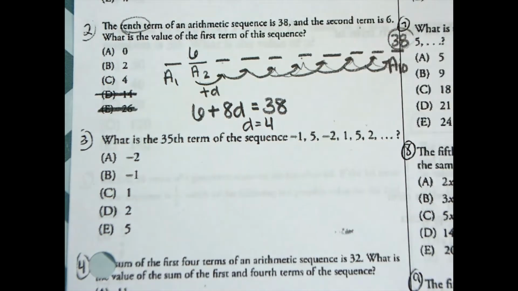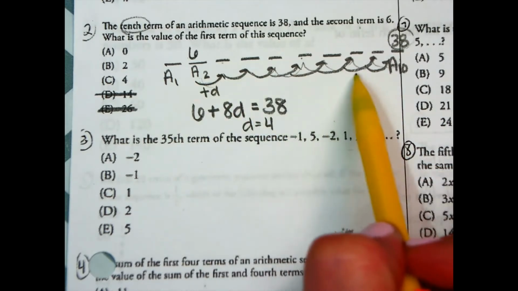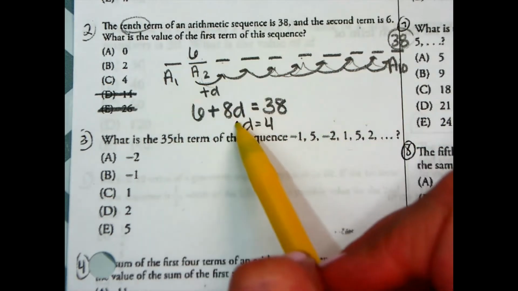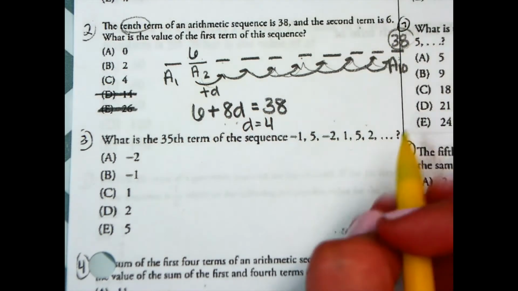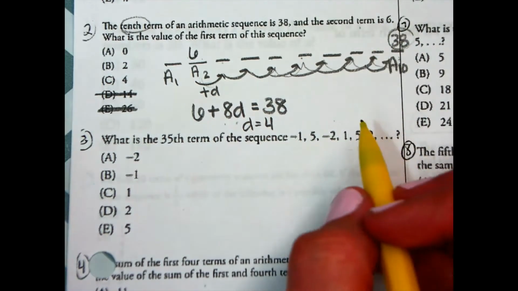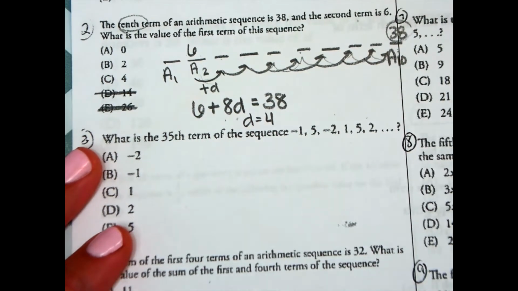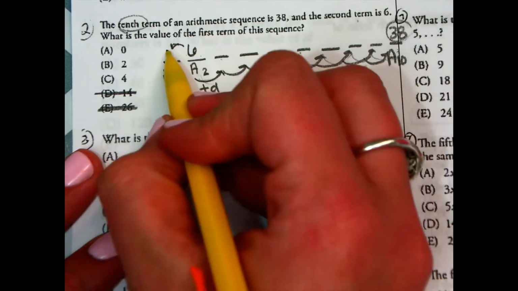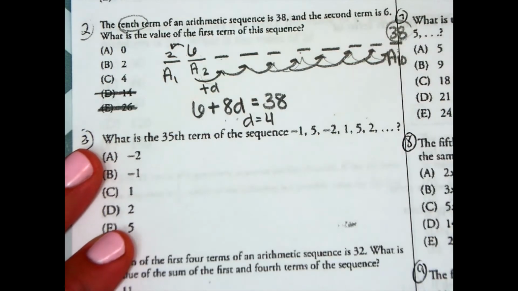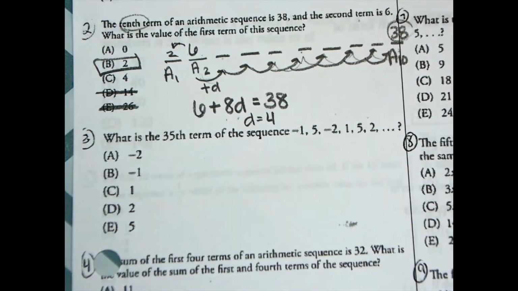What ends up happening here is that I'm adding the same number every single time. When I start at 6 and add the common difference 8 times, I end up at 38. That's how you can help find the common difference. If we follow that pattern, we would in fact end up at 38. But that's if you're going forward. If we're going backward, I would subtract 4, which would give me 2. So the first term is 2. Some of these problems on this worksheet follow that same little trick.